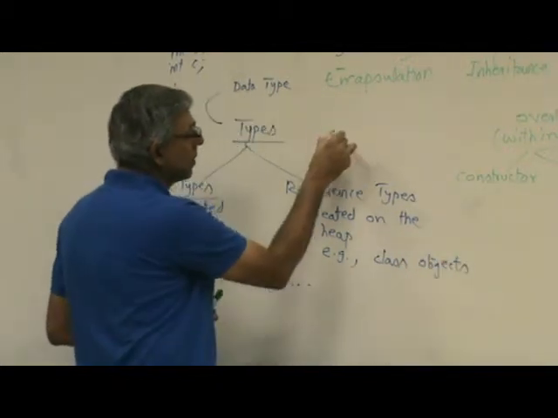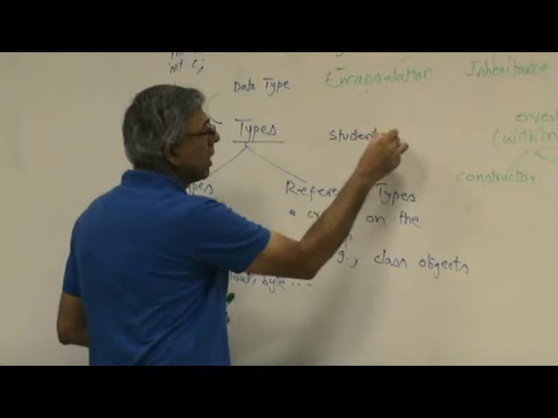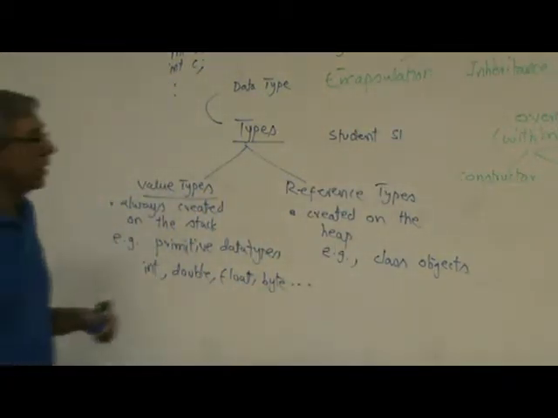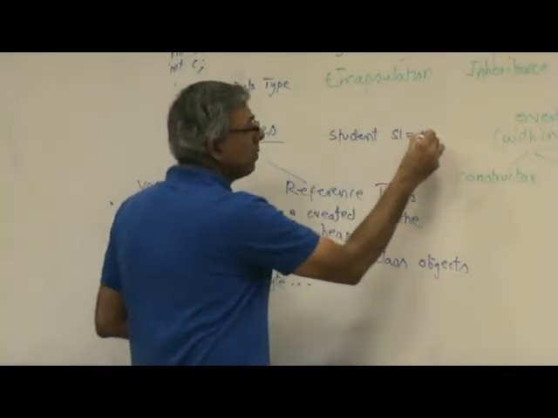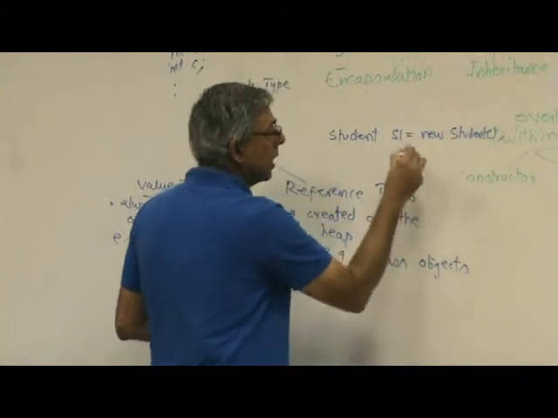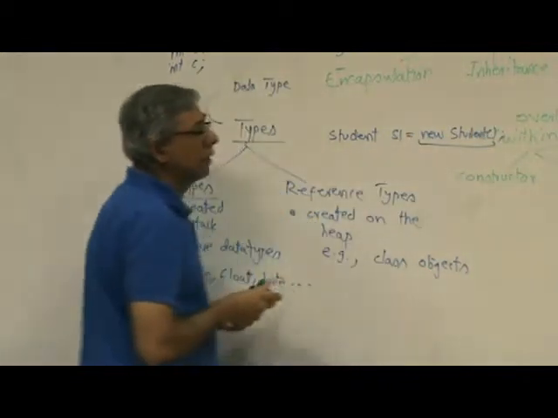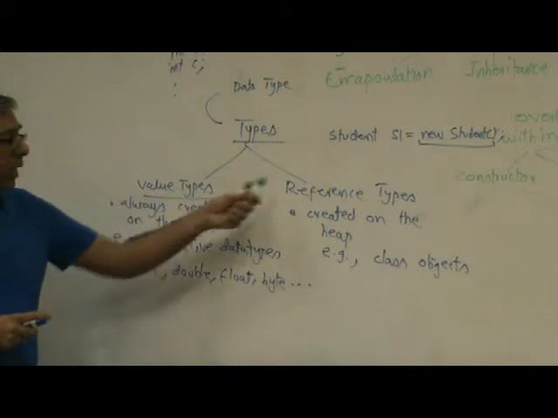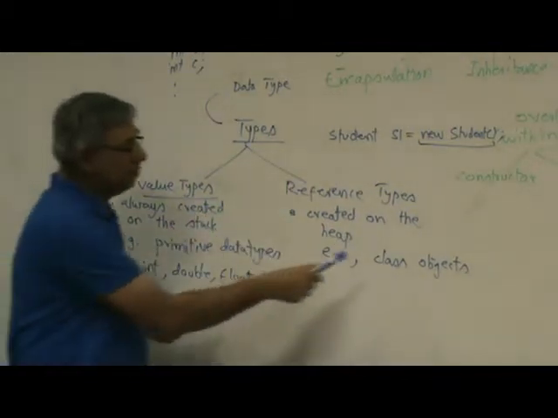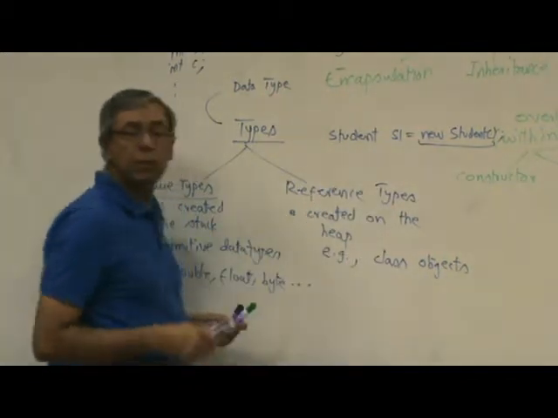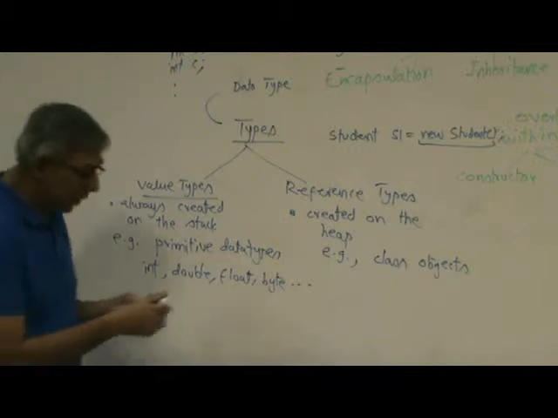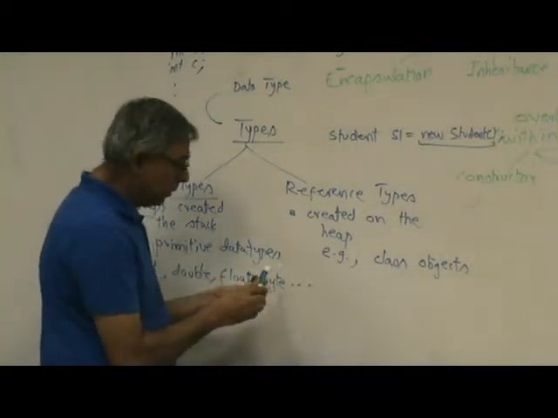See, if we do student S1, does it give us memory for creating a student? No, it's just a reference, okay? If we want the real memory, we have to say new student, right? So where is this memory coming from? Heap. So like I said, reference types are created on the heap. So the example is like a class object, like S1 as an example, right? Okay, is there another reference type? Yes, there is another reference type.